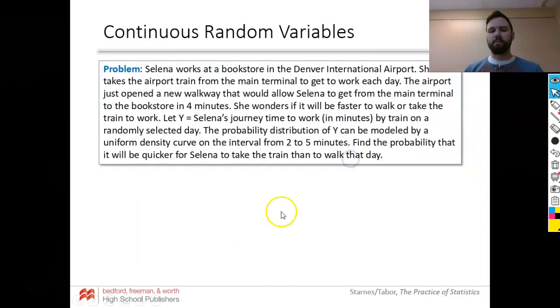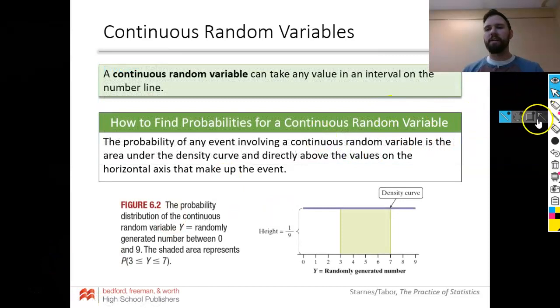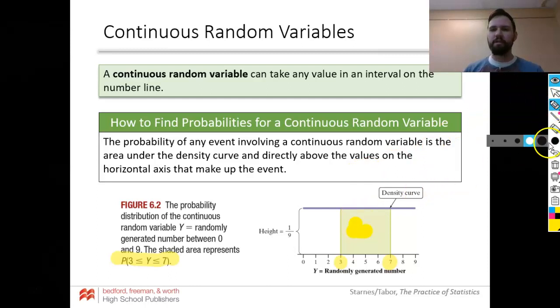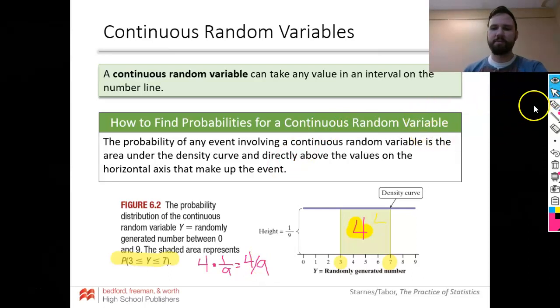So if we are finding between 3 and 7, we just do, well, what's 7 minus 3? That's 4, right? So if you were to do this one, you do 4 as your width times your height, which is 1/9. So it'd be 4/9. Let's do another example.